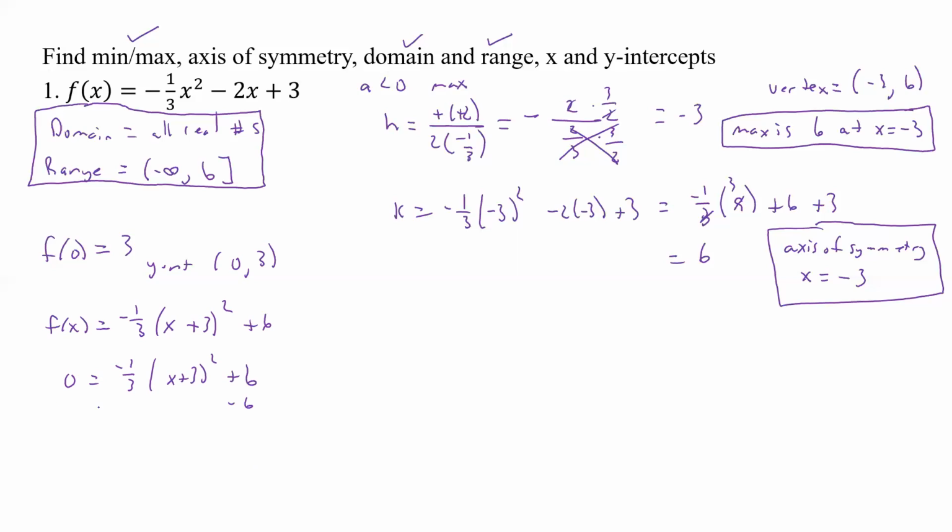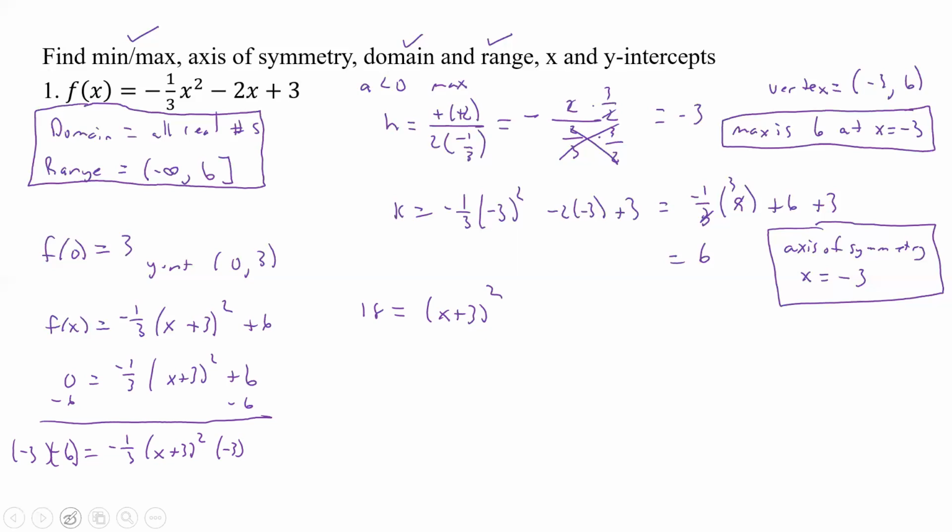And so we'll subtract 6. And so minus 6 equals -1/3 times the quantity x plus 3, squared. Now I'm going to multiply by a -3, so I'll multiply this by -3. That gets rid of the fraction there. And so now I have -3 times -6. Maybe I should put it in parentheses as well. So it's going to be 18 equals x plus 3 squared.